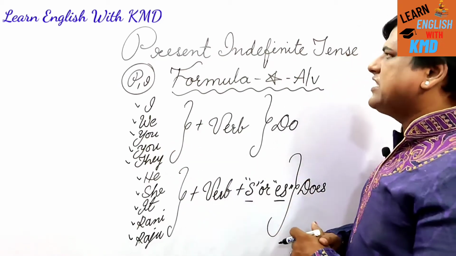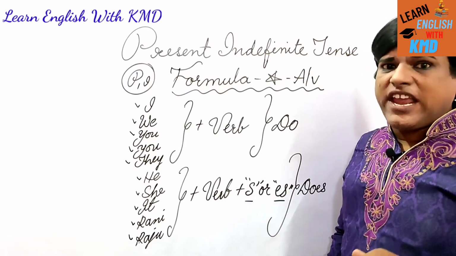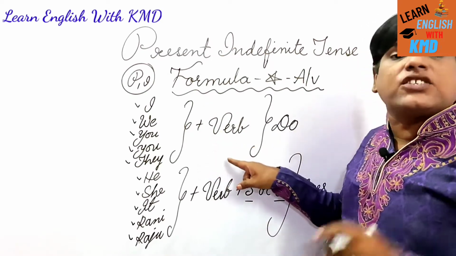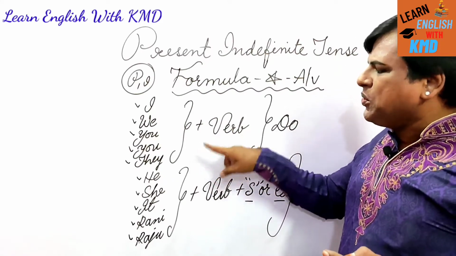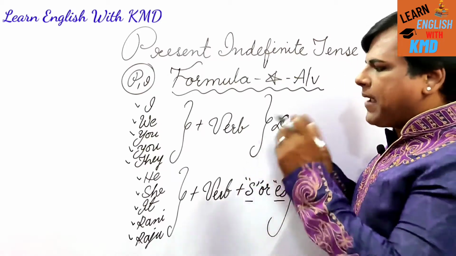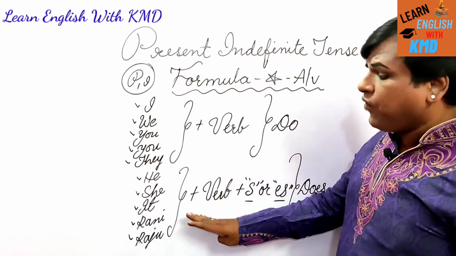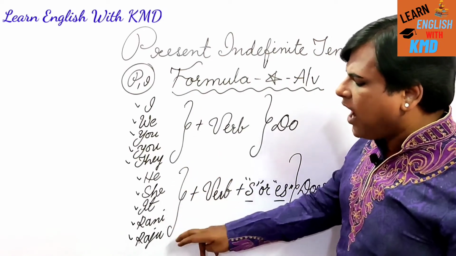Here is the formula for present indefinite tense in active voice, and the formula is really very simple. I, we, you, they plus verb. Yes, you heard me correct. I, we, you, they plus verb. Just add verb after them. And now, coming to the second part of the formula, coming to the second category: he, she, it, Ronnie, Raju.